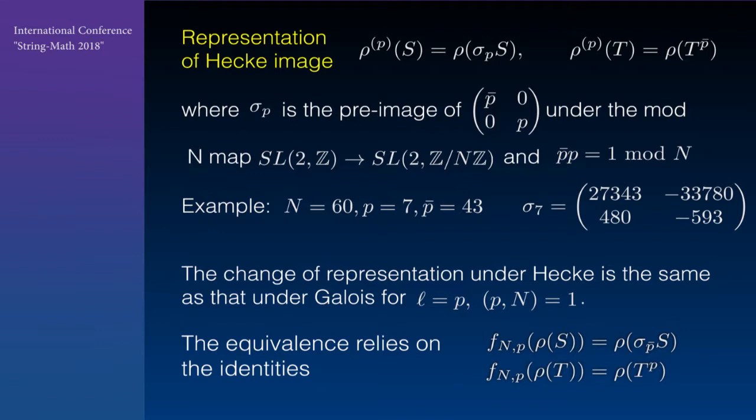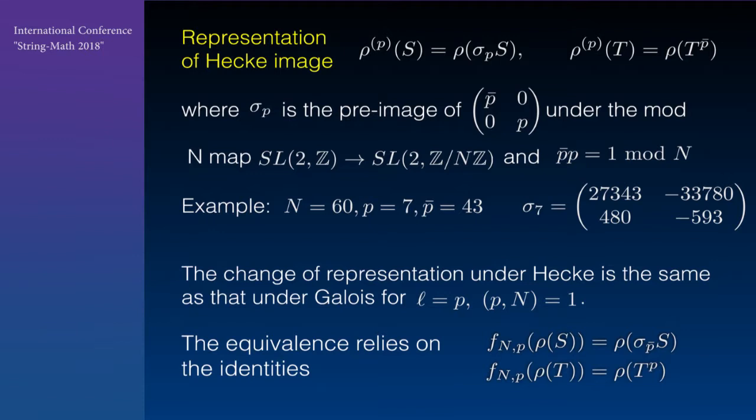So here's an example. For n equals 60, this is the example that appeared in the Yang-Lee model. For n equals 60 and p equals 7, p bar is 43. 43 times 7. I don't think I can do that while I'm standing in front of an audience, but, well, yeah, I can. Anyway, it's 1 mod 60, as you can work out. And sigma 7 is this matrix, and with a little bit of effort, you can see that this is equal to (43, 7; 0, 0) mod 60, and if you compute its determinant, it has determinant 1, so it's an element of SL2Z.